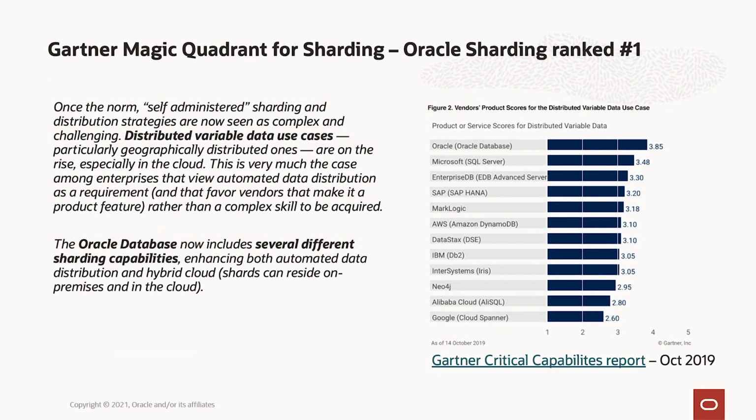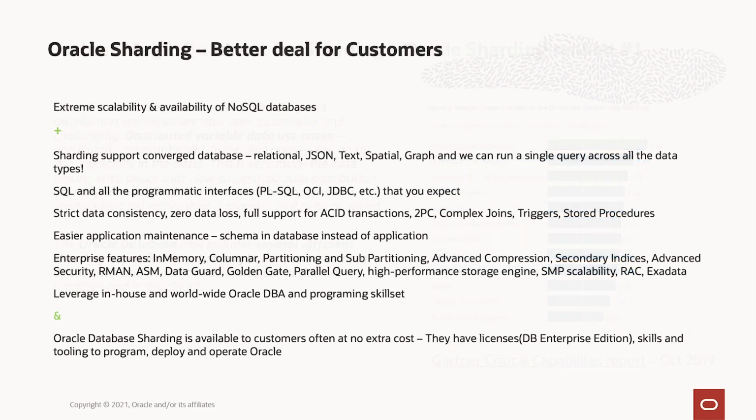So Gartner evaluated sharding as one of the criteria for ranking various databases. This report is from 2019. They added a category for distributed variable data use case, and Oracle Sharding was ranked #1 in this space. They called out some of the capabilities around hybrid clouds, distributed data, shards that can reside on premise or on cloud, as well as the elasticity things I just touched upon. And you can see that Oracle Sharding was rated #1 here. I've put a link to the Gartner report as well.